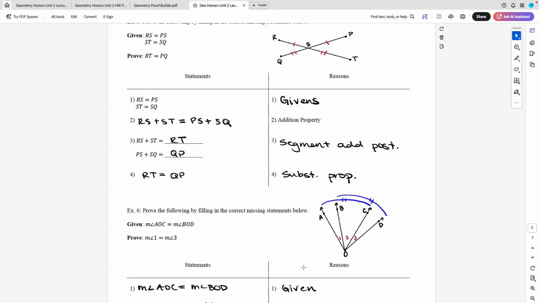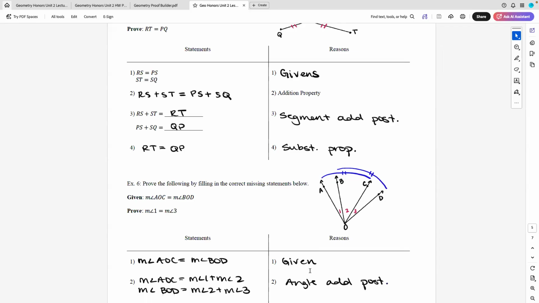Get a 3 points. Now, what we're trying to prove is two other angles are equal. Angle 1 equals angle 3, right? Now, if AOC is the same as BOD, what two angles make up AOC? Angles 1 and 2. What two angles make up BOD? 2 and 3. Isn't 2 shared between both of these? Yeah. Okay. So this is where I think we're going to use a reflexive. I think we're going to use a reflexive in this case.